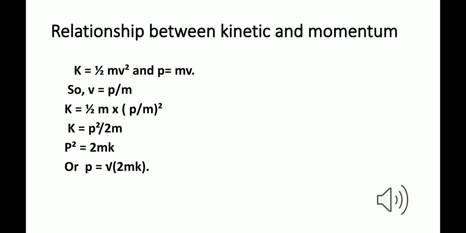Thus, kinetic energy K and momentum P are related as P is equal to under root 2mK, or K is equal to P square upon 2m. You have to again remember this relationship. It may be asked as it is, and a few numericals can also be asked on this formula. Okay, so we move to the next part of the chapter.